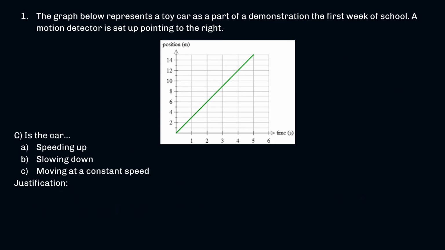All right, so C. Is the car A, speeding up, B, slowing down, or just moving at a constant speed? So again, we are going to look at our graph here and the facts that go along with this. So our position time graph facts, the first one that I actually see up here: to determine how fast an object is moving, look at the steepness, i.e. the slope, of the position time graph.